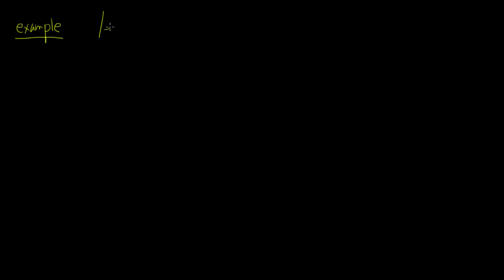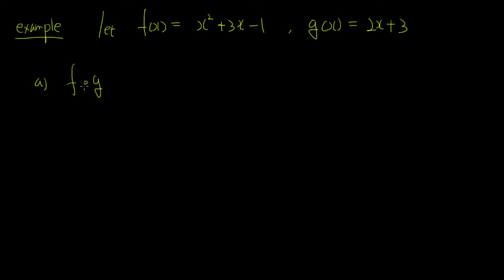Example. Let f of x equal x squared plus 3x minus 1 and g of x equal 2x plus 3. And find f composite g of x. Alright, so this would be f of g of x.